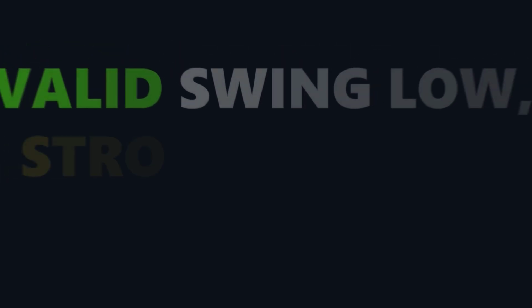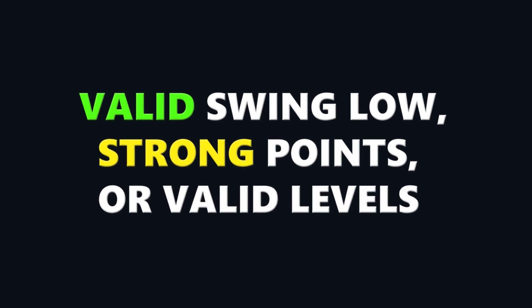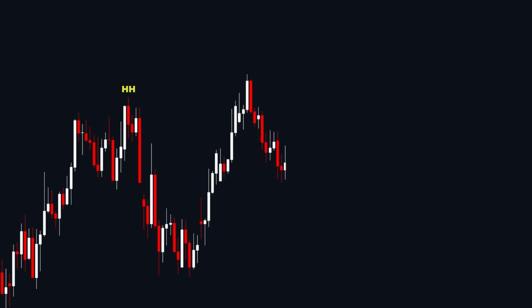Let's talk about something really important: how to spot a confirmed swing low, valid strong points, and why it matters. Alright, let's walk through this together. Imagine we're looking at a real chart and price is trending up. You see how it moves higher, then pulls back a little? That's normal. Price doesn't move in a straight line. It moves in waves.